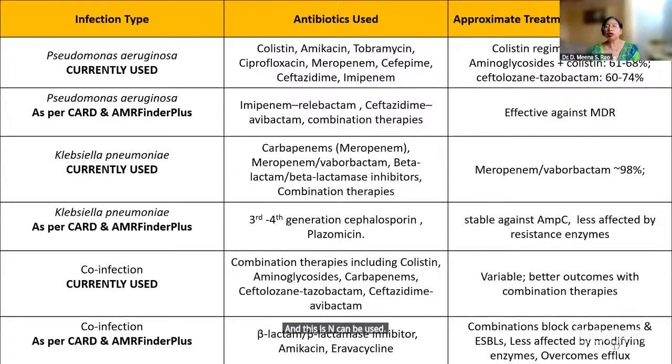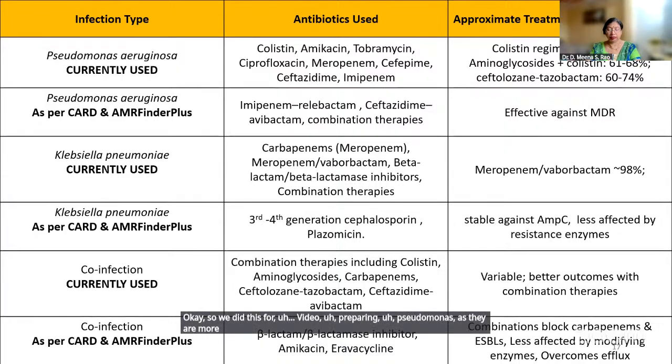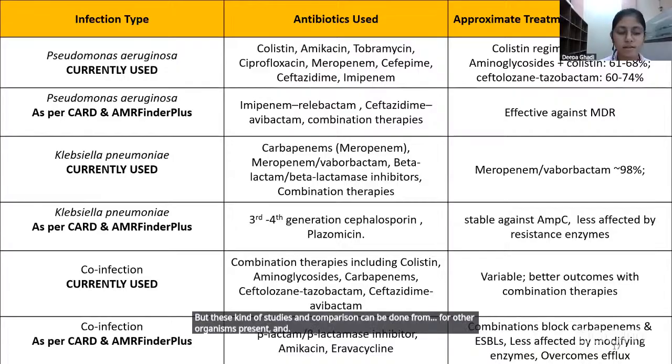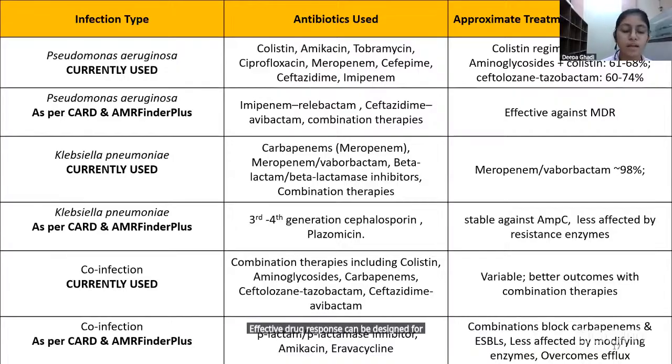Okay. So we did this for Klebsiella and Pseudomonas, as they are more opportunistic and found in HAIs. But these kinds of studies and comparisons can be done for other organisms present, and effective drug responses can be designed for hospital-acquired infections for early recovery. Thank you.